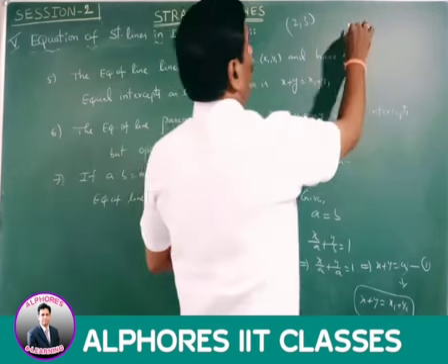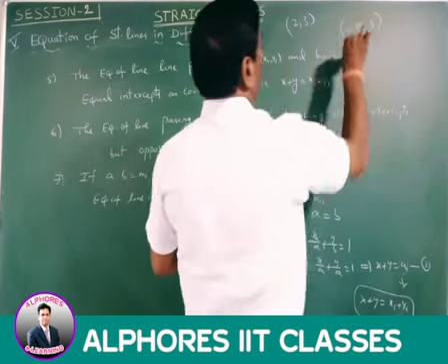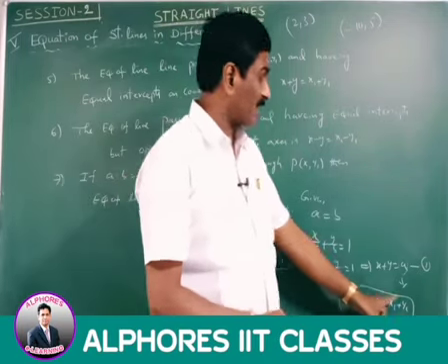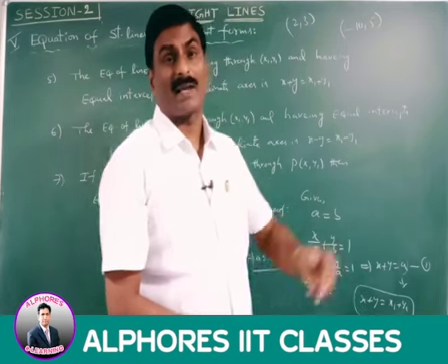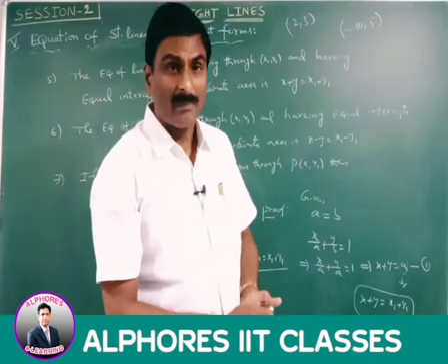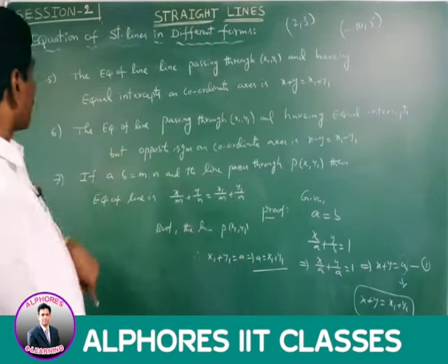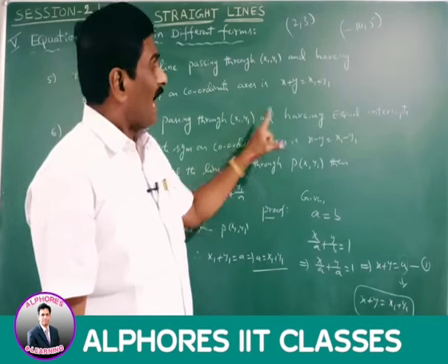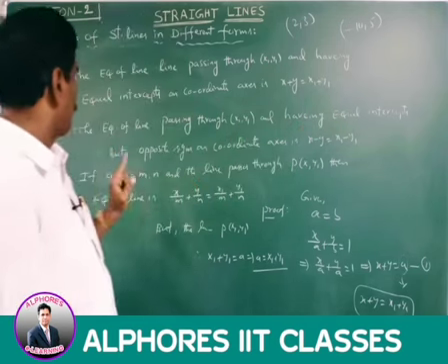If the line passes through the point (-10, 5) and makes equal intercepts on the coordinate axes, what is the equation of the line? x plus y is equal to minus 10 plus 5. That means x plus y is equal to minus 5. That means x plus y plus 5 is equal to 0. Okay. Next.